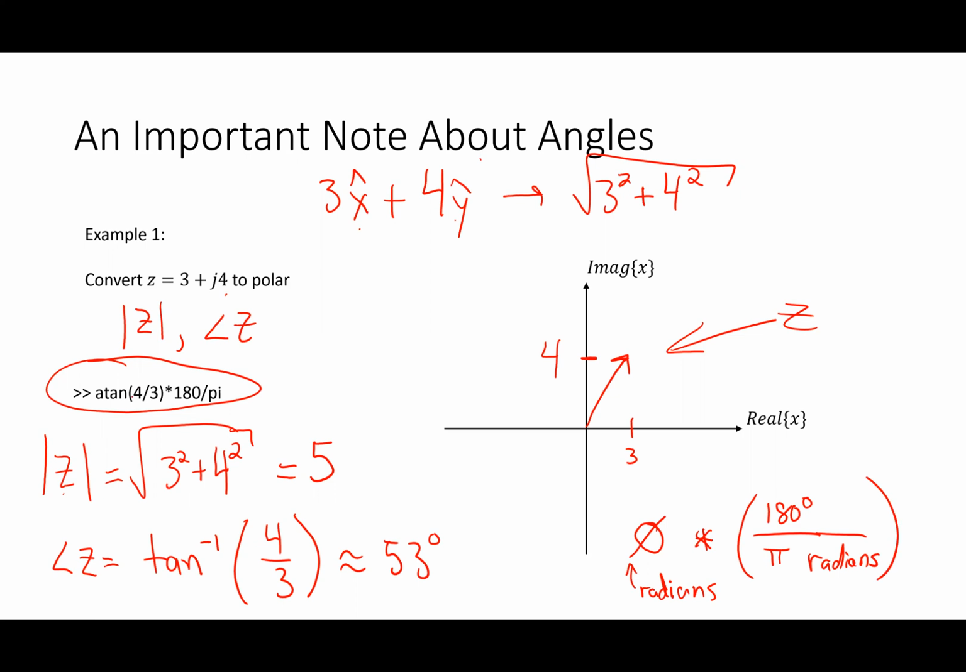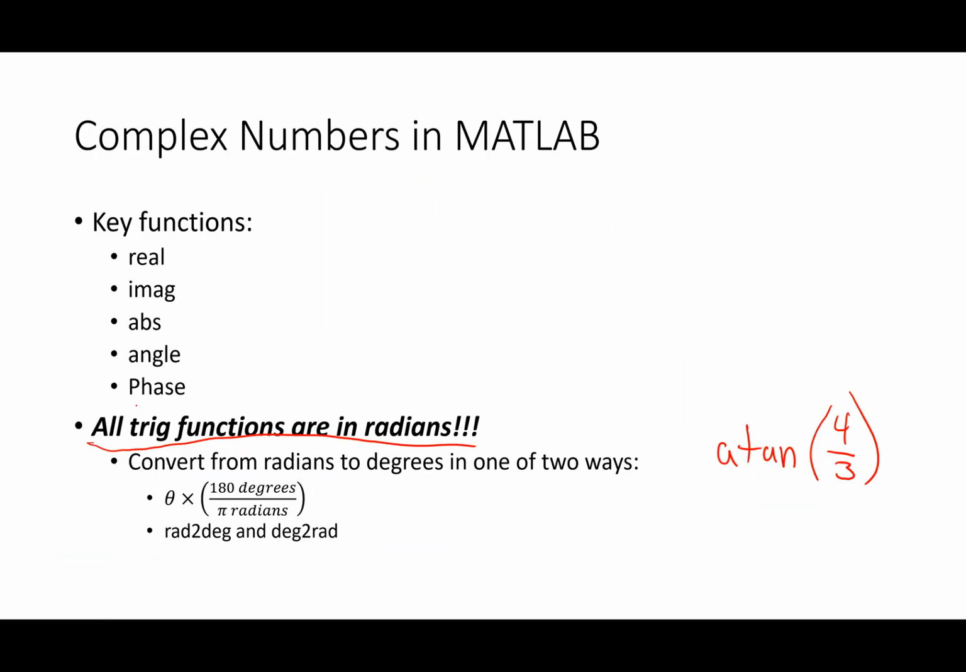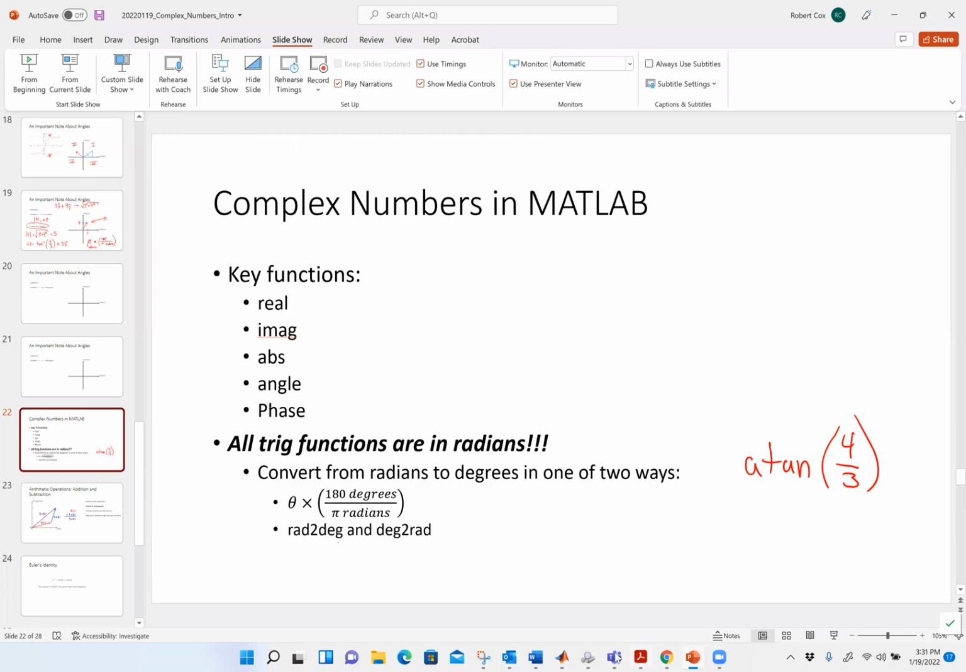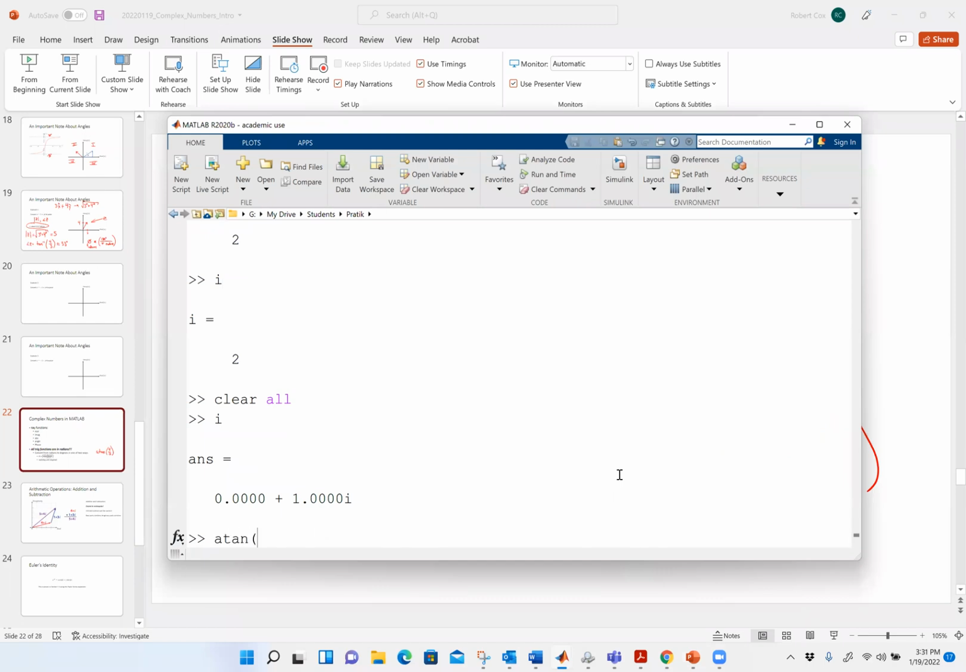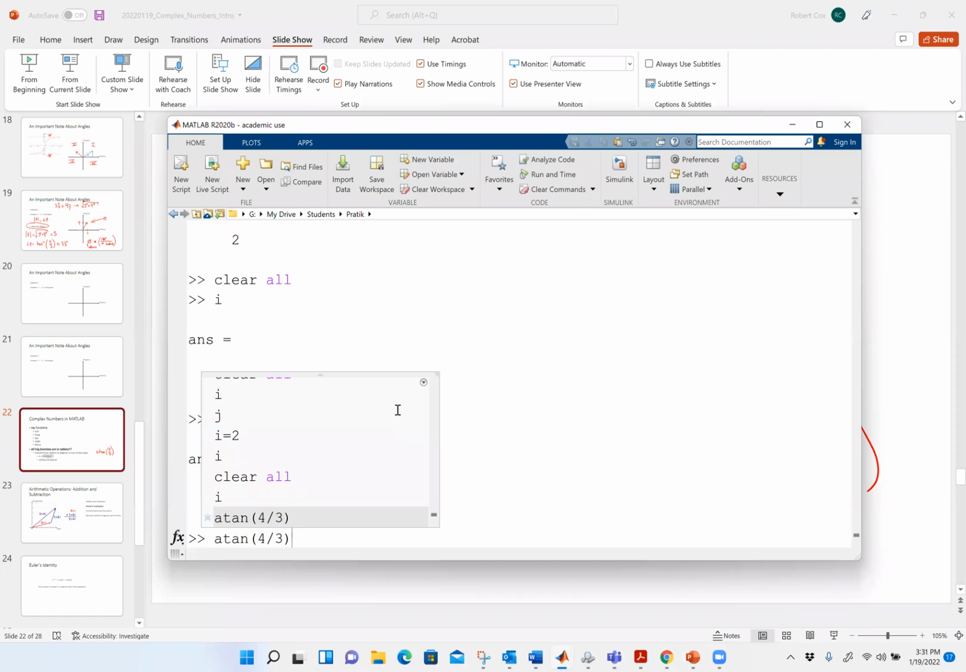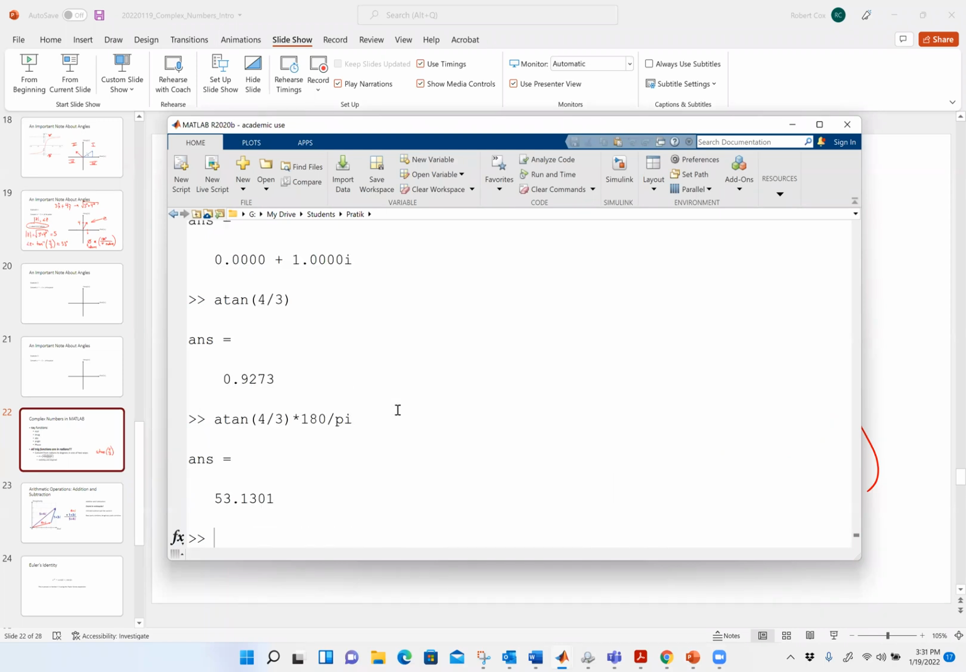So if you look at this piece of code I wrote here, I said atan(4/3) times 180 over pi. Now MATLAB has some other functions that you will find useful: radians to degrees and degrees to radians. You can just type in help rad2deg and help deg2rad, and you'll see more about those. Let's just try this real quick. If I type in here at the command window atan(4/3), I don't get 53 degrees. I get 0.9273 because its default is radians. So if I multiply by 180 over pi, I get the 53 degrees.